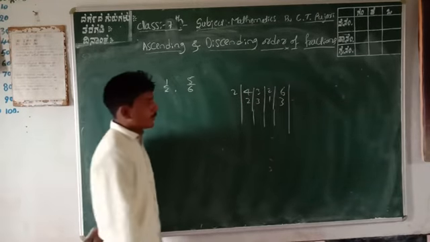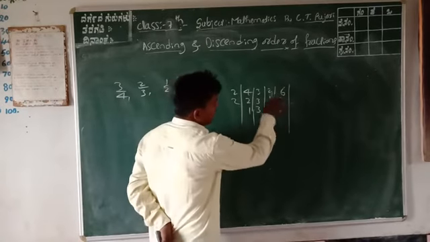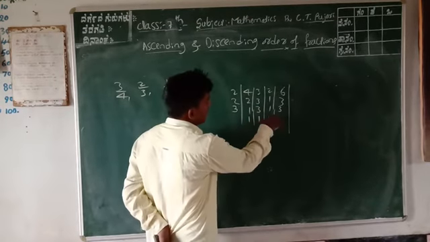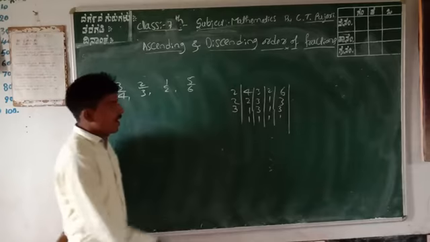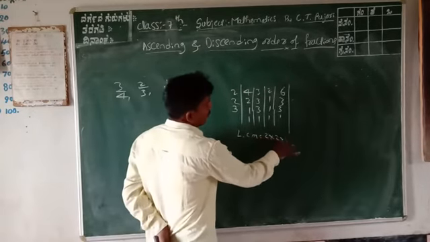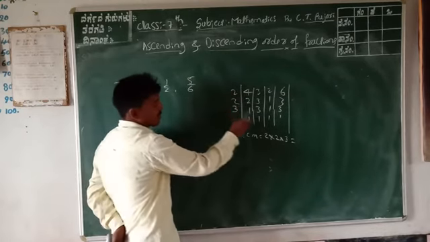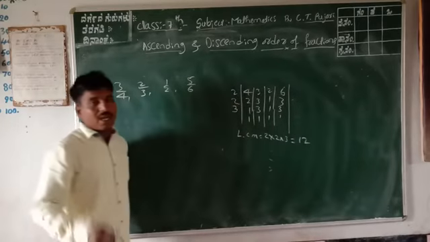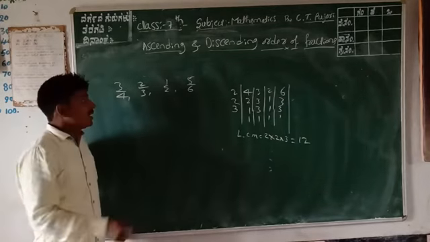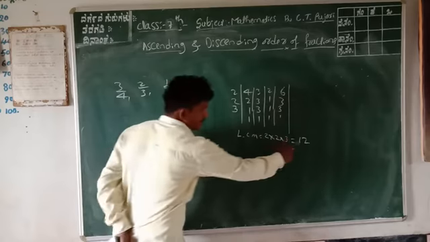Again, next you can take 2. 2 2s are 1, 3 as it is. 1 as it is, 3 as it is. Last you can take 3. 3 1s are 1 as it is. Therefore, our LCM is equal to 2 into 2 into 3. 2 2s are 4, 4 3s are 12. 12 is the LCM of the given denominators 4, 3, 2, 6.